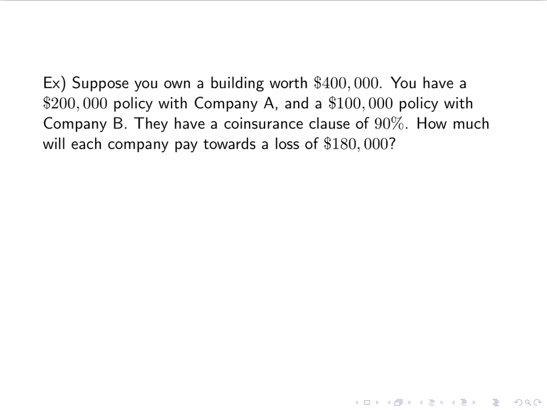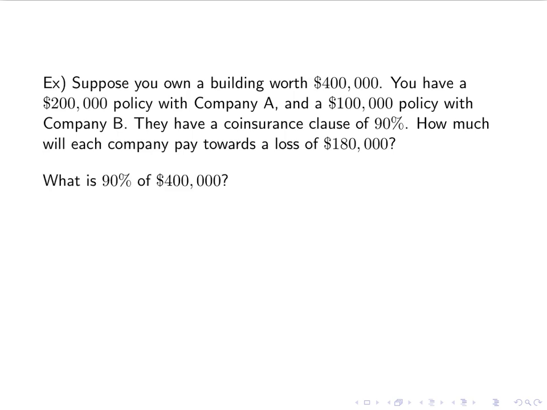It's slightly more complicated if you don't meet the coinsurance requirement. So suppose you own a building worth $400,000. You have a $200,000 policy with company A and a $100,000 policy with company B. They have a coinsurance clause of 90%. How much will each company pay towards a loss of $180,000?